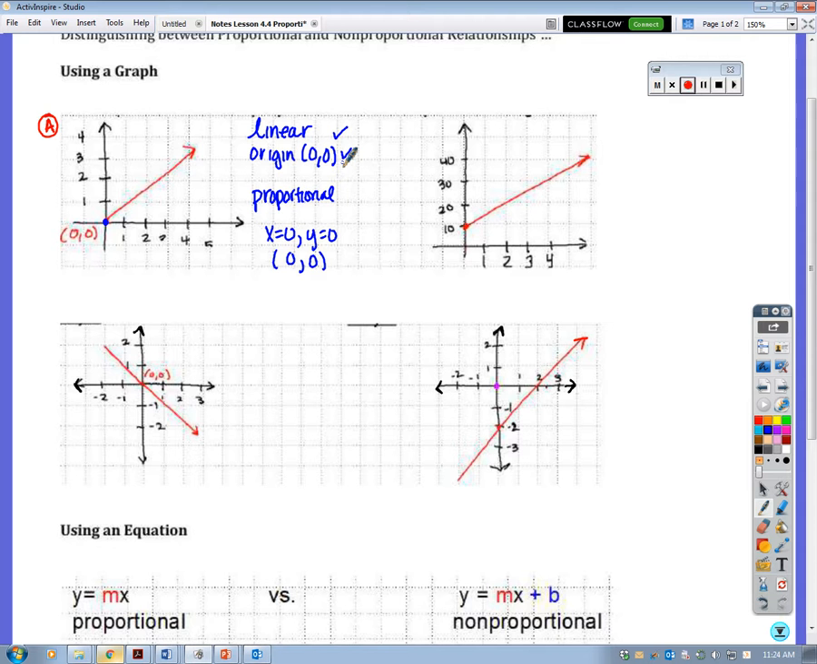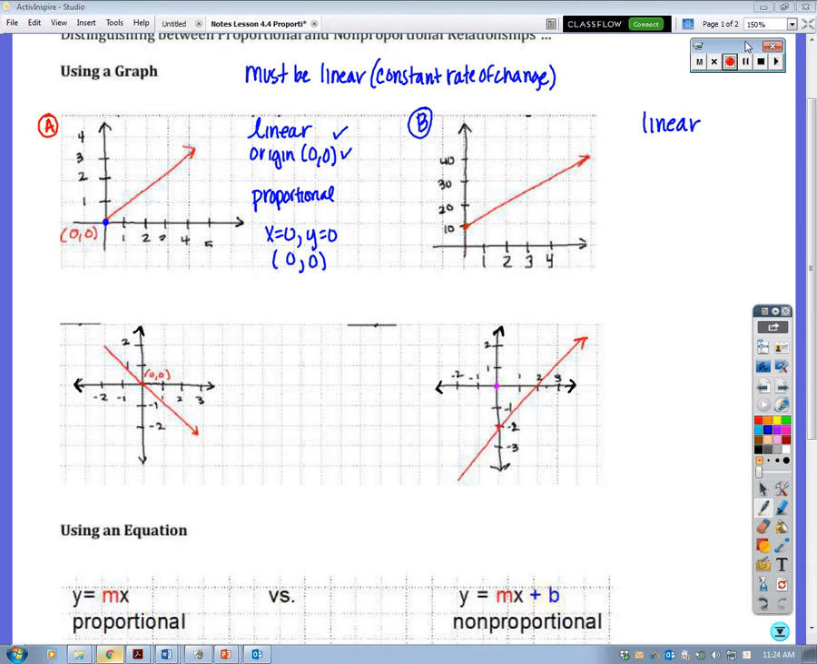So let's compare this to graph B. First thing we check is that it's linear. Does it make a straight line? Because if it's not linear, if it does not have a constant rate of change, it cannot be proportional. I'm actually going to write that up here. Must be linear, constant rate of change, to be proportional. If it is not linear, it cannot be proportional. It is automatically non-proportional.